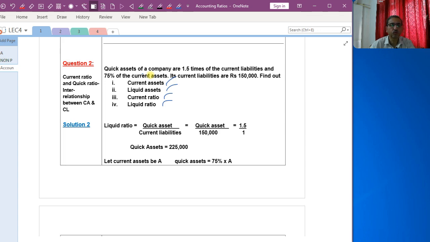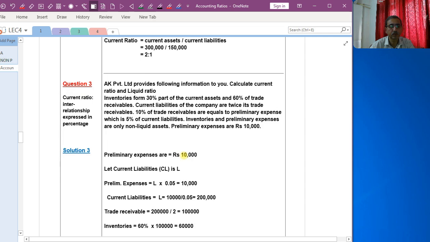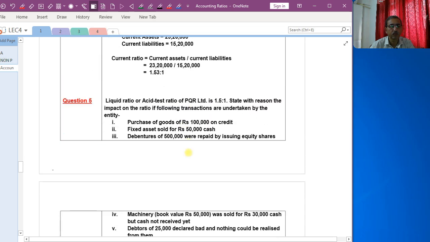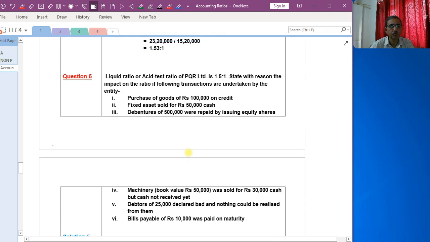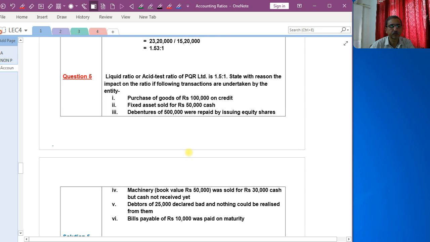So now we will move to one or two more questions. These are important questions. We will do later sometime. Now I want to go through this question because this is the question several times asked in the examination. So these types of questions are asked.